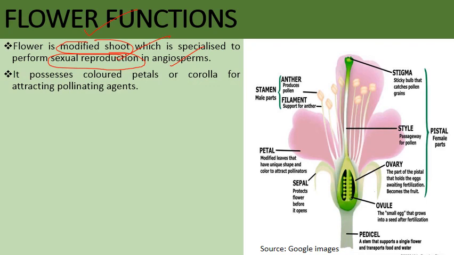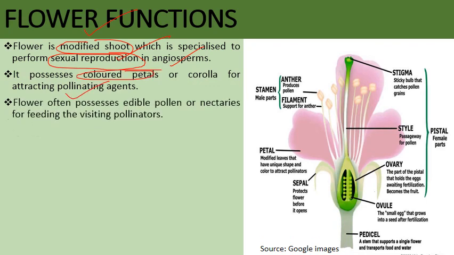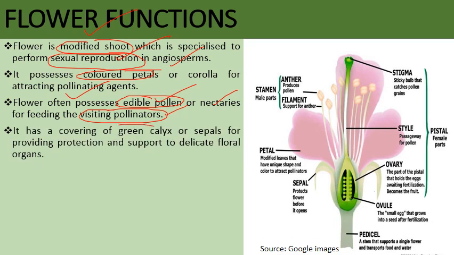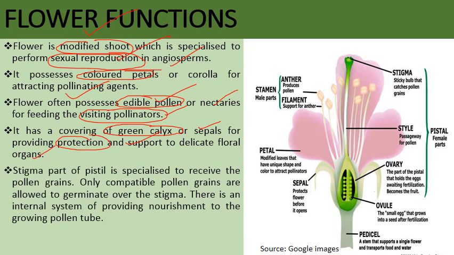It possesses colored petals or corolla, which helps in attracting the pollinating agents. Flower often possesses edible pollen grains. Some flowers pollen grains are edible or nectaries for feeding the visiting pollinator, जिससे जो pollinators हैं flower को visit करते हैं and they help in pollination. It has a covering of green calyx or sepals, which provide protection or support to the internal delicate parts during the bud condition.